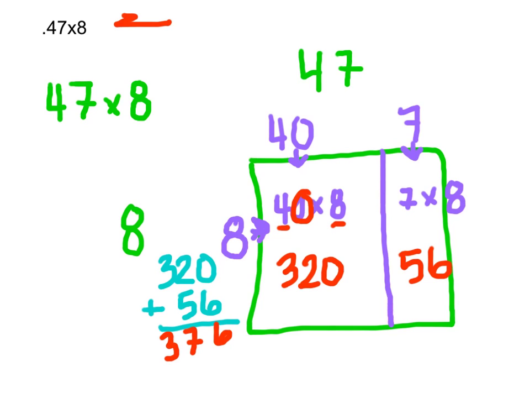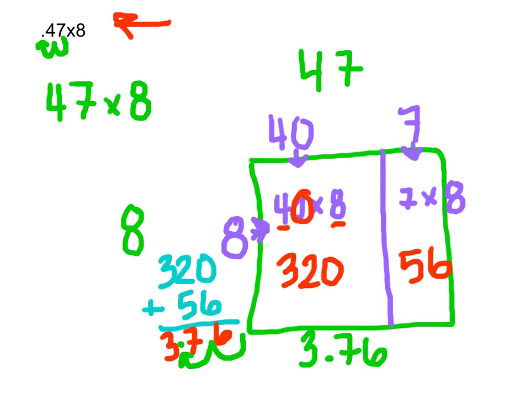But going back to my original problem, I see that there's a decimal in it. I'm going to look at the number with the decimal, which is the 47, and I'm going to start on the right and count over to the left. I can see that it's going to count over 1, 2 spaces. So I go down to my answer and I count over 2 spaces. 1, 2. So my final answer is going to be 3.76 or 3 76 hundredths.